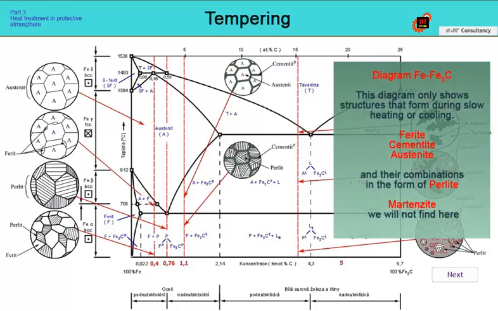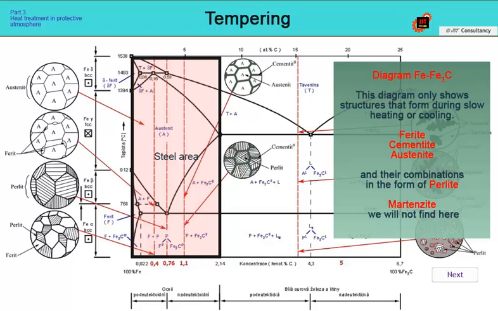The picture shows a binary diagram of iron-iron carbide, which shows phase transformations in steel with different carbon contents. However, since after quenching we have a martensitic microstructure that we need to temper, we will not find this structure here. This diagram only shows structural components that are formed during slow heating or cooling. Martensite is a structure that is formed during rapid cooling of steel from the austenitization temperature, and if we want to know how it behaves, we have to go to the so-called CCT diagram.